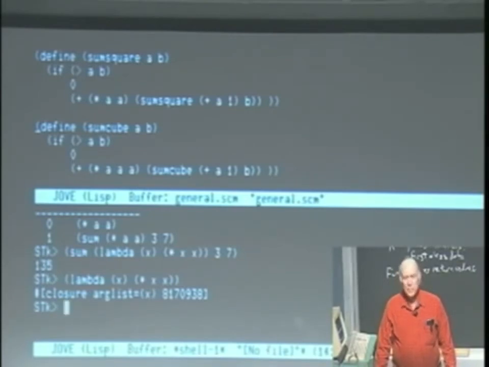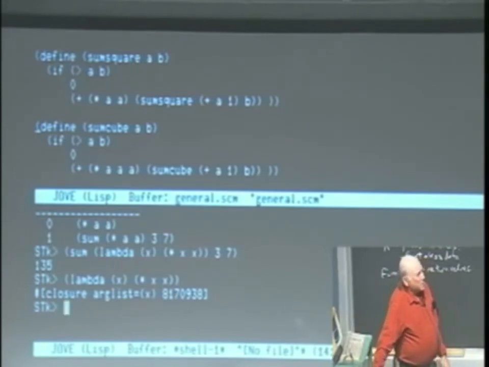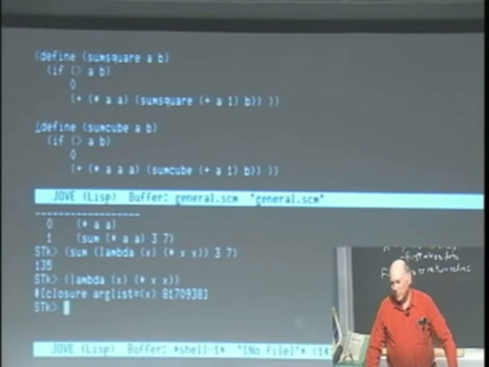So why is it lambda? Because back before I was born, let alone you, a mathematician named Alonzo Church invented something called lambda calculus.